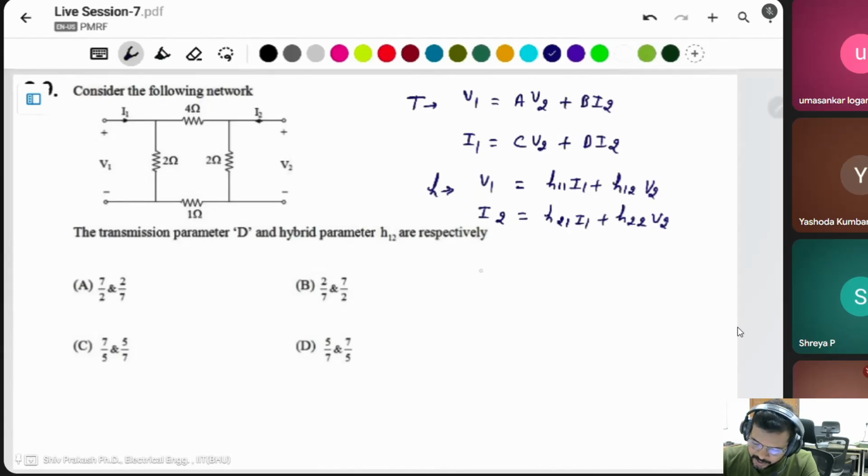For the D parameter, D is equal to I1 by I2 when V2 is 0. And for H12, H12 is V1 by V2 when I1 is equal to 0.